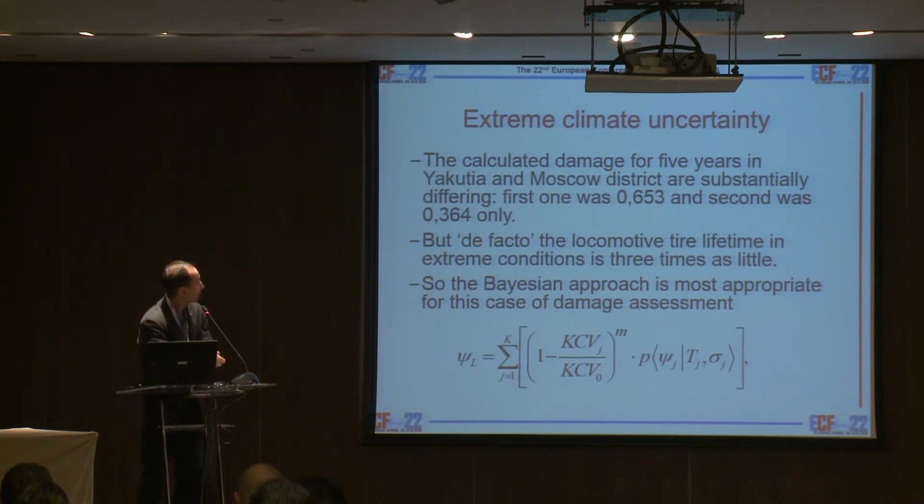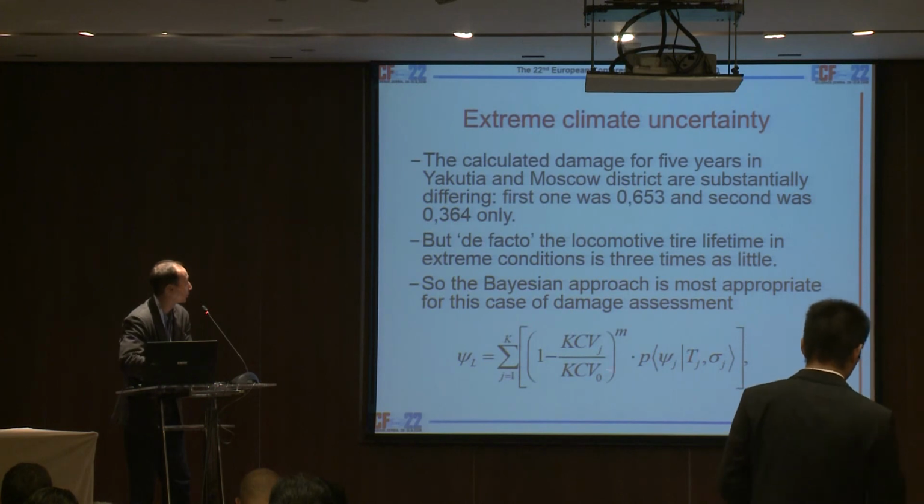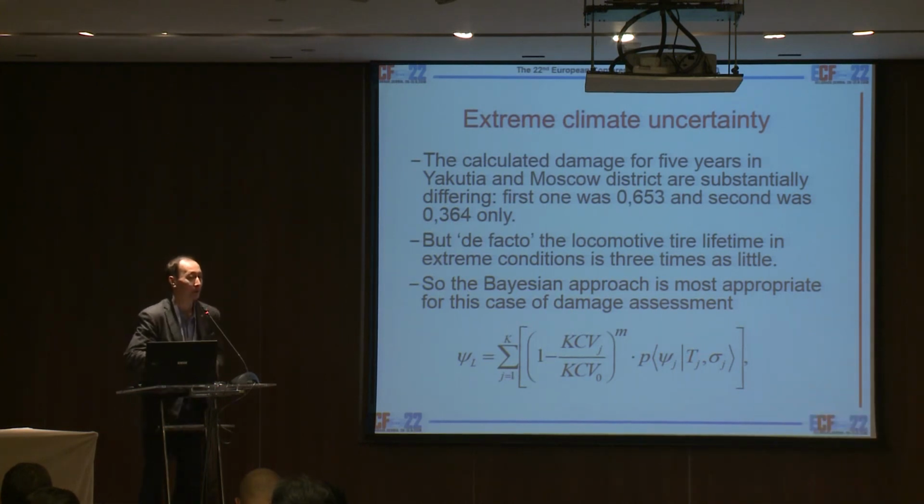So for extreme climate uncertainty, we have calculated damage for 5 years in different regions. For Yakutia, it's close to 0.7, and in Moscow it's 2 times less. But de facto, the locomotive tire lifetime in extreme conditions is 3 times as little. So we can use another approach to take into account the monthly temperature and other factors here.